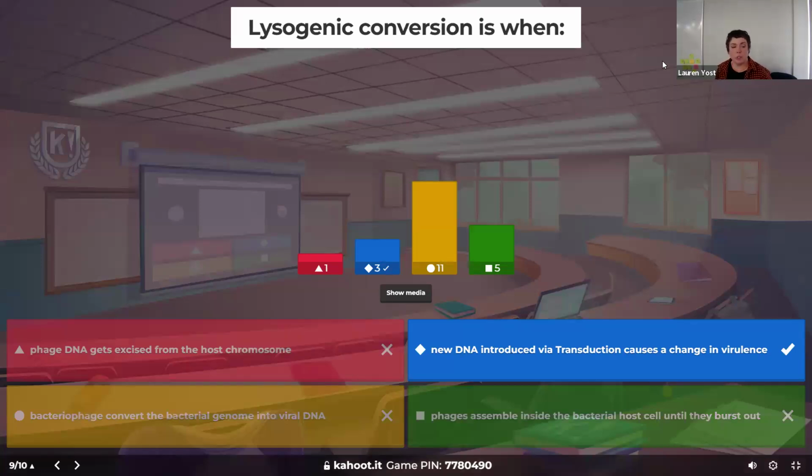So this is the blue one. Most of us chose the yellow one. The yellow one says bacteriophage convert the bacterial genome into viral DNA. Do we convert the whole bacterial genome into viral DNA? No. Read that sentence and be sure that you understand what it's saying.